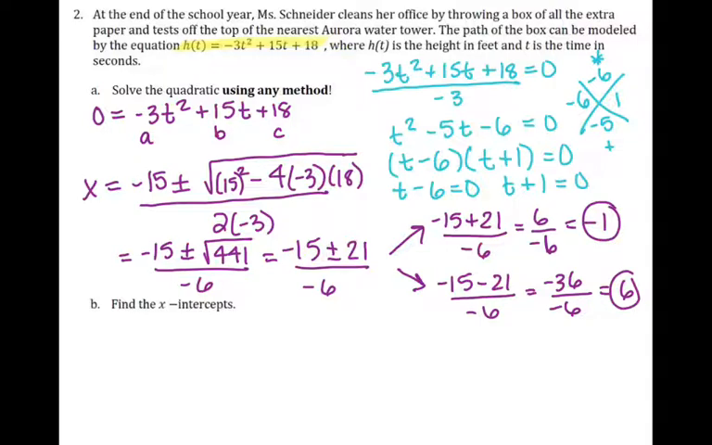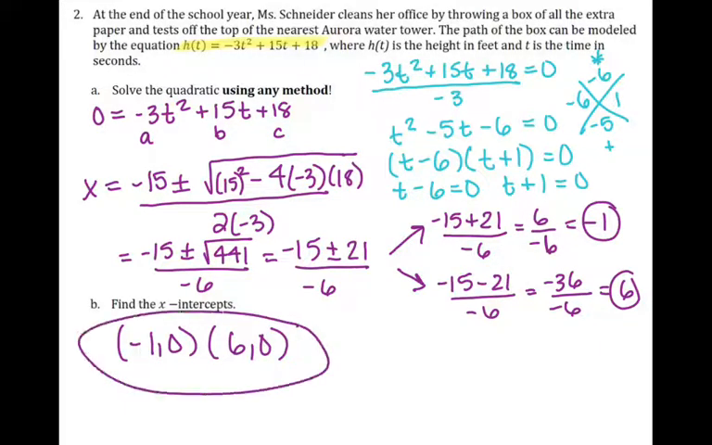For letter B, for my x-intercepts, I'm just going to take my values of t that I got for letter A and write them as ordered pairs. So my first x-intercept is at negative 1, 0, and my other one is at 6, 0.